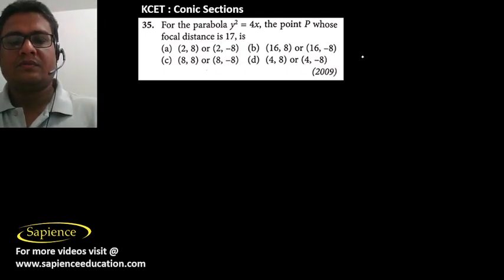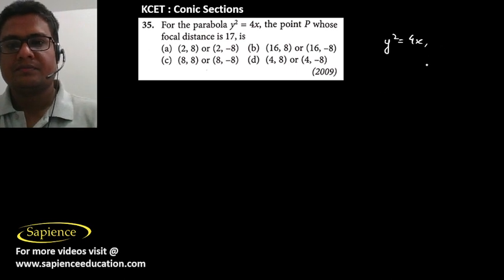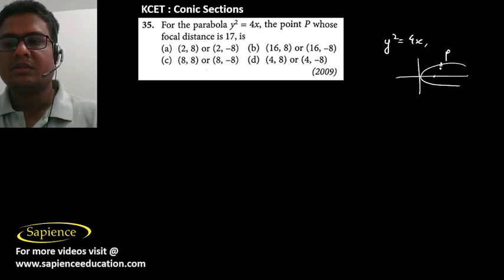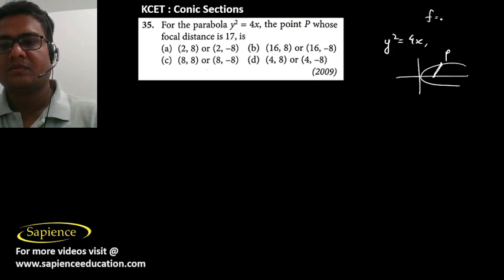Then it is told for the parabola y square equal to 4x, the point P whose focal distance is 17. Focal distance means the distance from the focus. So here the focus is at, here a is equal to 1, so focus is at 1 comma 0. So let's say the point is x comma y.